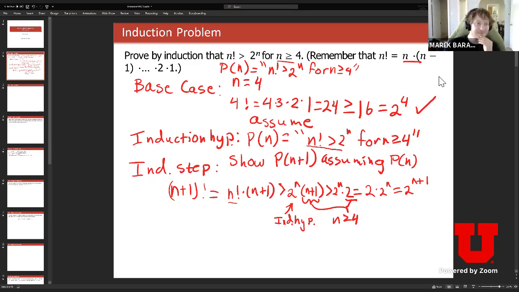Yep. Yeah, it makes sense. Yep. And so then we move to the next problem.